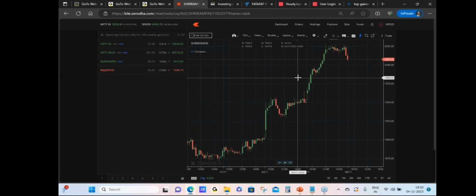Okay, so next point. 10 SMA means the past 10 candles' close price.